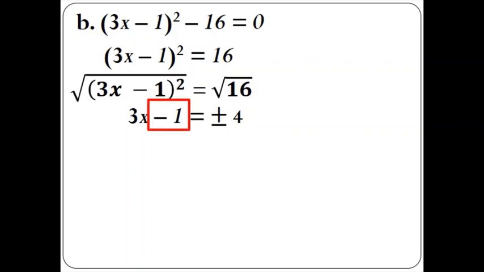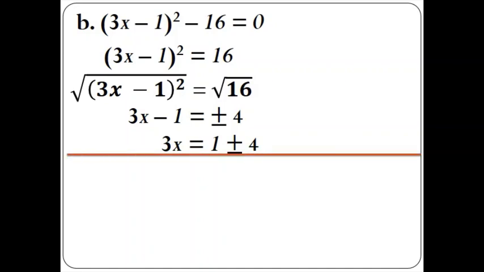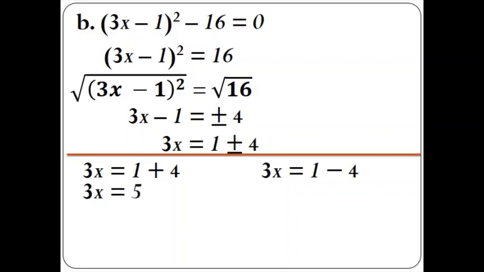Then, transpose negative 1 to the right side. So, 3x is equal to 1, positive negative 4. Then, paghiwalayin ang positive negative. So, 3x is equal to 1 plus 4. At sa kabila, 3x is equal to 1 minus 4. So, 3x is equal to, add 1 plus 4 is 5.